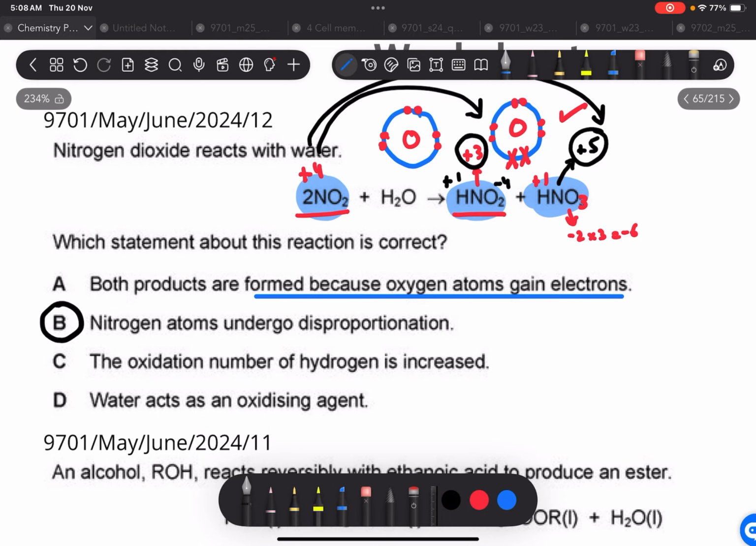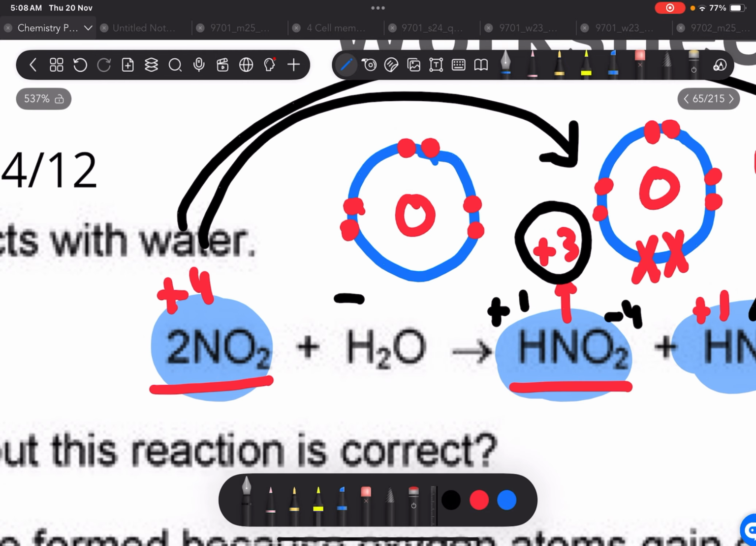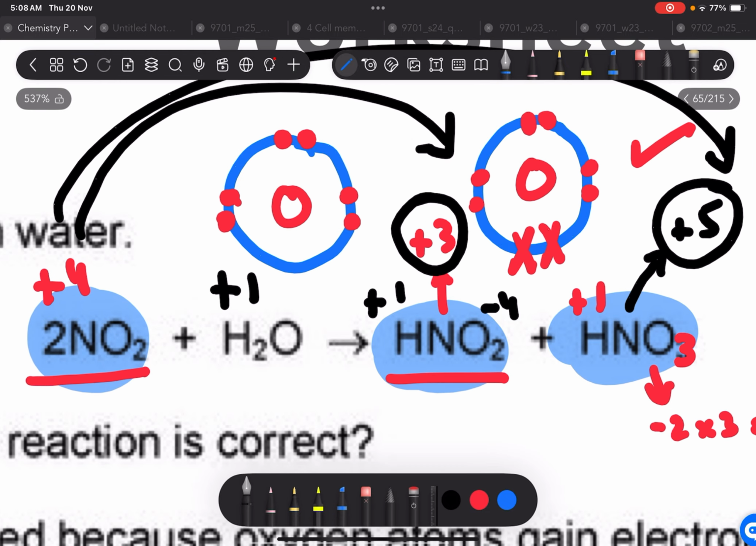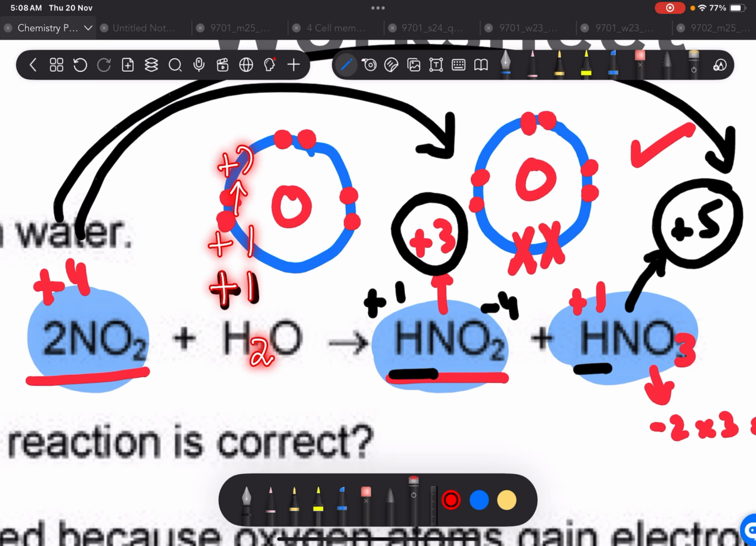Okay, the oxidation number of hydrogen is increased. No, it's not. Hydrogen is a positive 1 in water, and hydrogen is a positive 1 here and here as well. So not at all. You might think there's a 2 here. A 2 means that positive 1 on one hydrogen, a positive 1 on other hydrogen. So in total you have a positive 2, but on a single hydrogen it's going to be a positive 1.